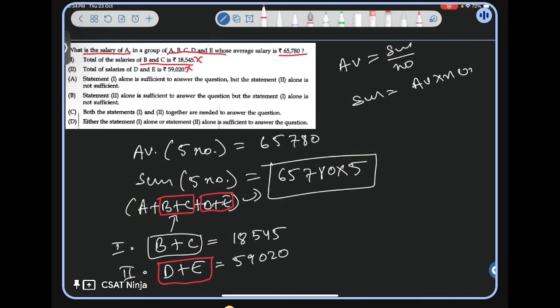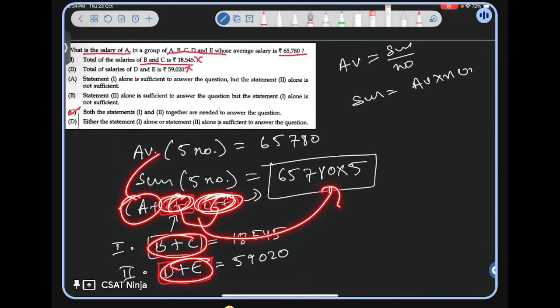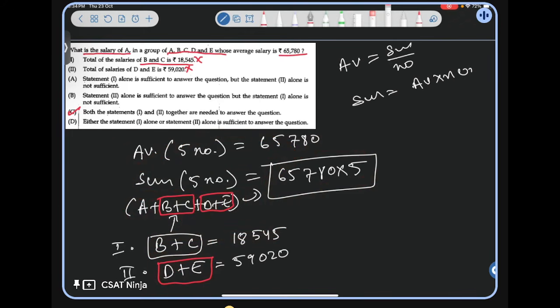So where is the option? Both statements number 1 and 2 together are required to answer. Why? Because from 1 we have B and C, and from 2 we have D and E. If I put this value and this value, and transfer them to the other side, I'll get A's salary, which is the answer. Are we clear with this? Shall we move on to the next?